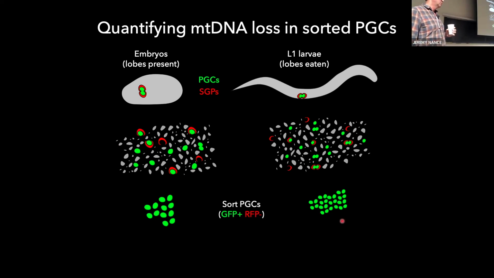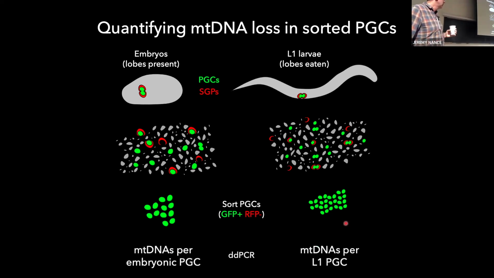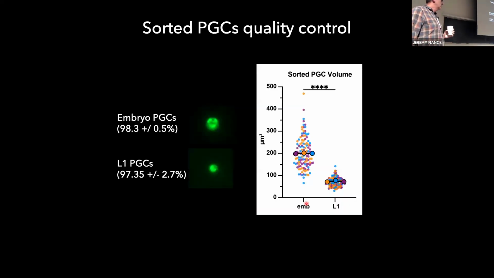and post-trogocytosis PGCs. And just to convince you that this is what he had, he then used droplet digital PCR on these populations of cells to assay the number of mitochondrial genomes. So just to convince you that he had pretty pure populations at these two stages, this was the purity that he saw based on the GFP signal. And you can see that the L1 PGCs are much smaller because they've already been nibbled. And that's the volume quantification here. So these are almost completely pure pre-trogocytosis and post-trogocytosis PGCs.